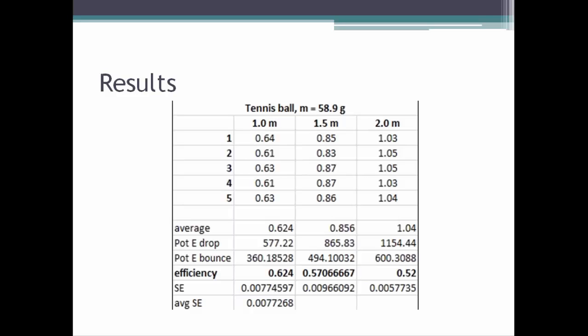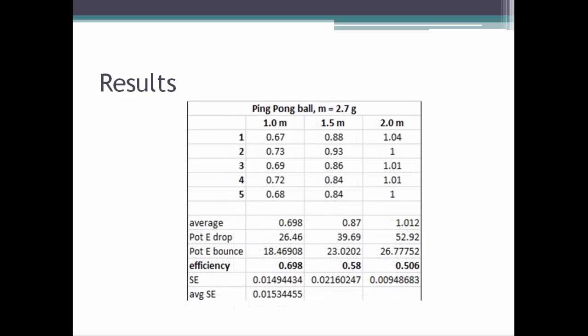Finally, this is our data for the ping pong ball, and we can see that the average bounce height was 0.698 meters at 1 meter. At the height of 1.5 meters, it was 0.87 meters, and at 2 meters, it was 1.012 meters. The efficiency at 1 meter was 0.698, at 1.5 it was 0.58, and at 2 meters it was 0.506.